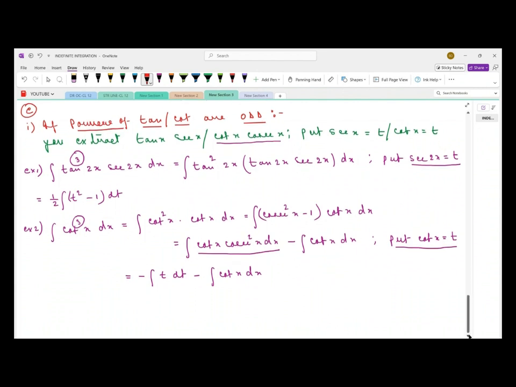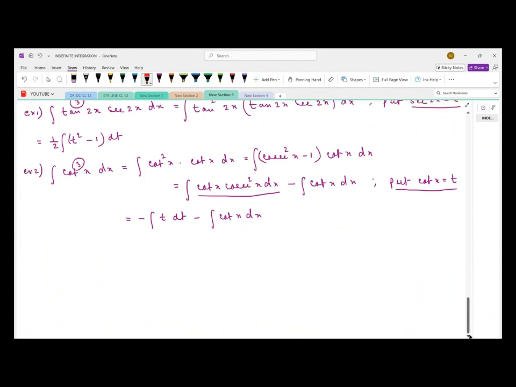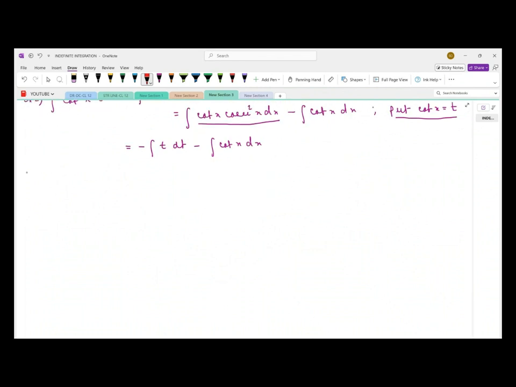Next is, if powers of tan or cot are even.